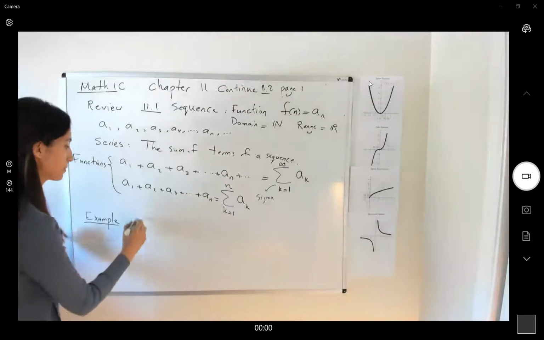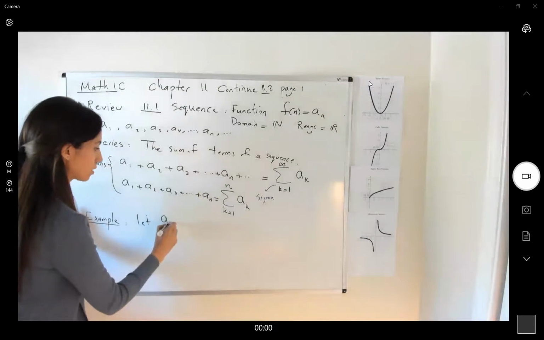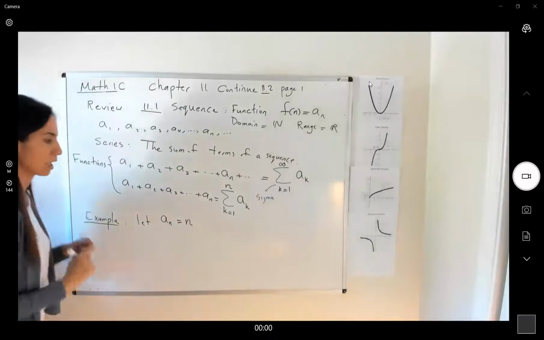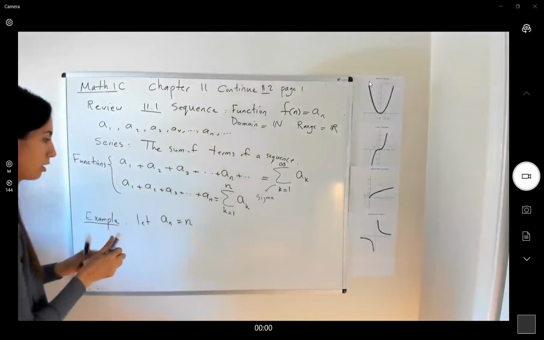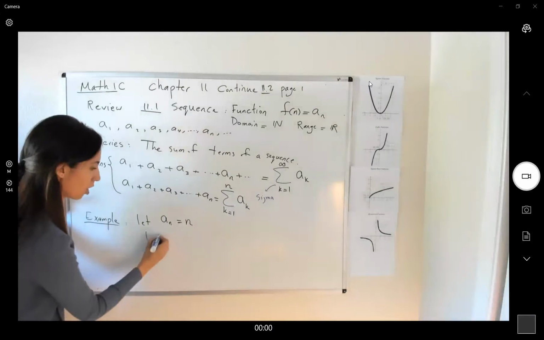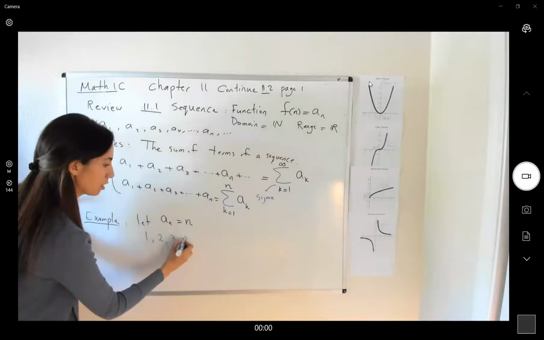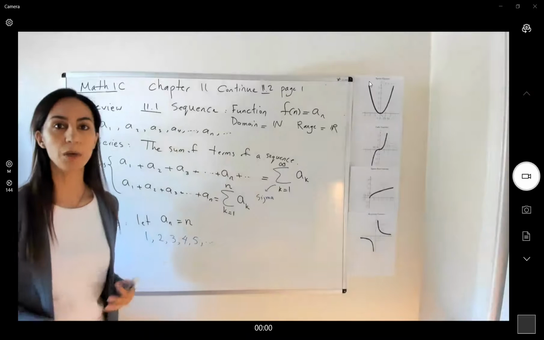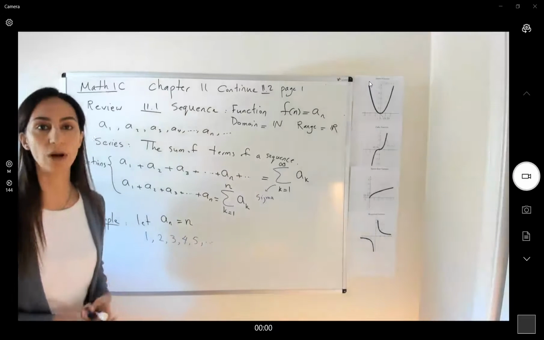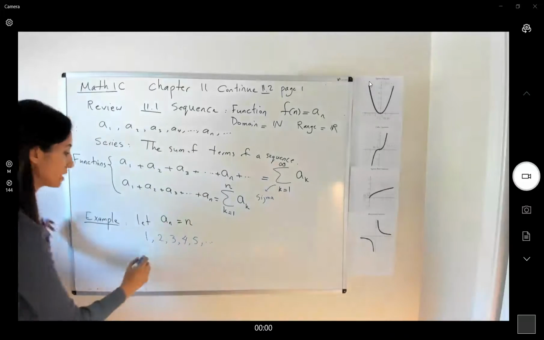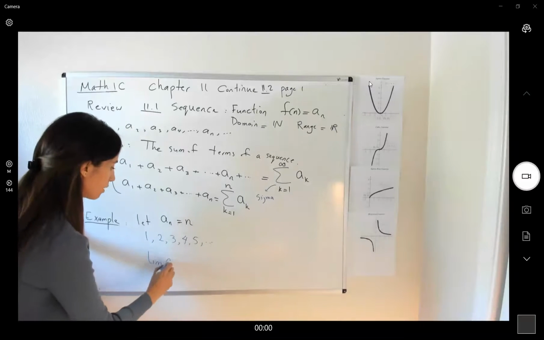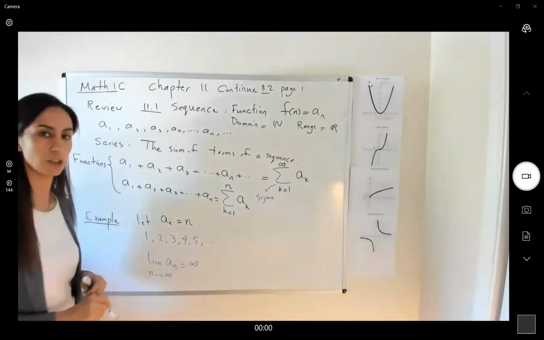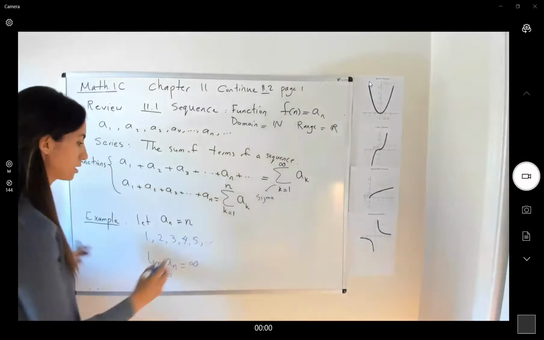Very well. For example, take this sequence, let a sub n be defined as n. The terms of this sequence are 1, 2, 3, 4, 5, and so on. Remember that last time we said that since we have a sequence, we can find the limit of the sequence at infinity. The limit of a sub n as n goes to infinity is infinity. So here you have a divergent sequence.